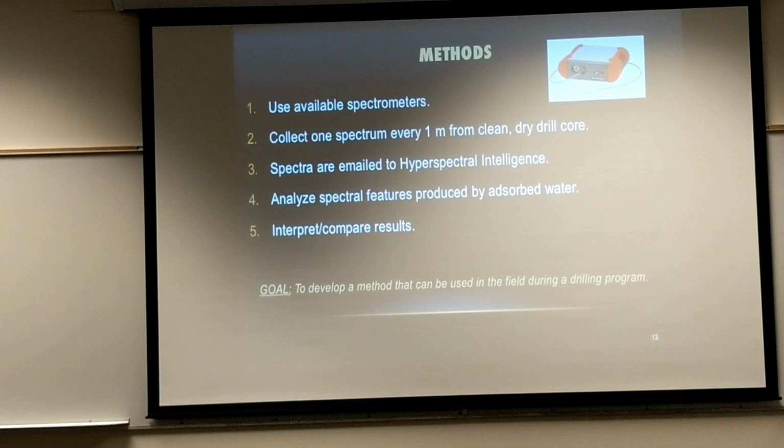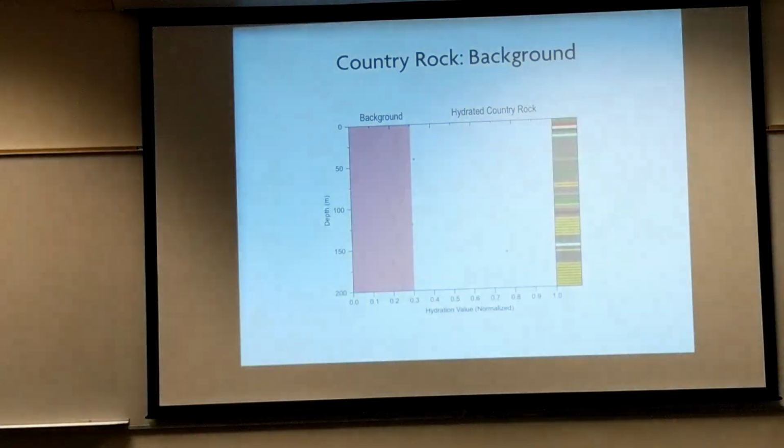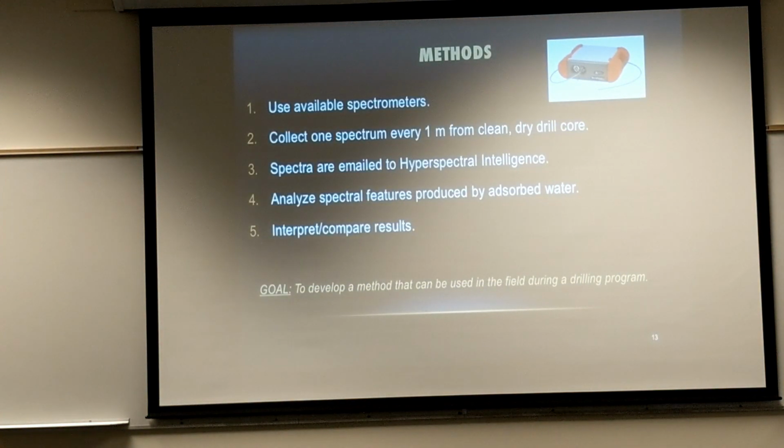So for the methods, we'd like to use available spectrometers that are around. We collect one spectrum every 1 meter from clean, dry drill core. Spectra are emailed to our company. In the future, we're going to have a portal available where you can upload the data and have it analyzed in real time. We analyze the spectral features produced by adsorbed water in an automated way, and then we interpret and compare the results to the background information of the area perhaps. The goal is to develop a method that can be used in the field during a drilling program. This has always been our goal, so it's something that's really practical and applied.